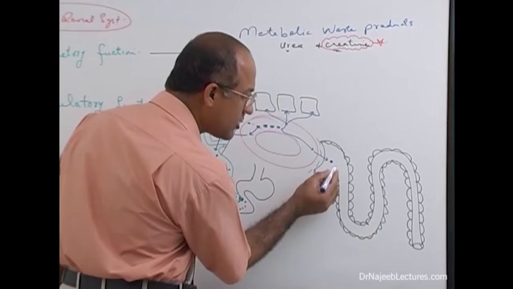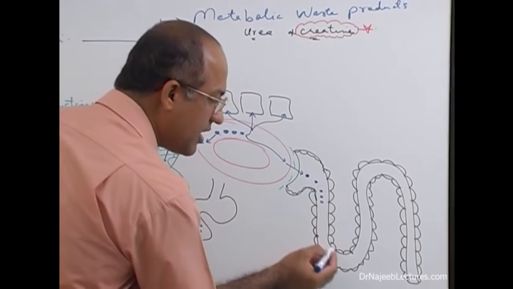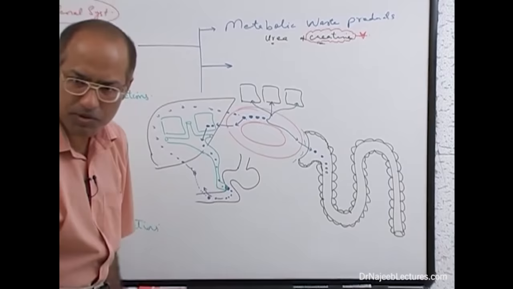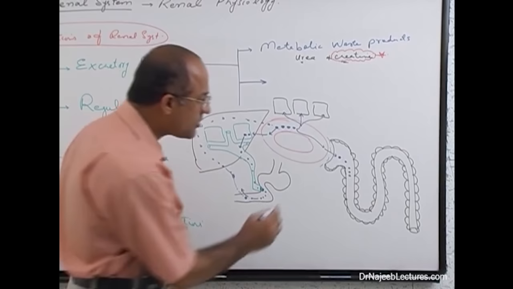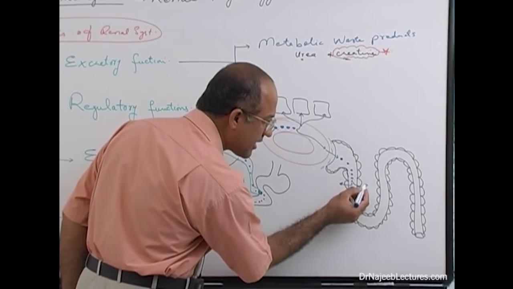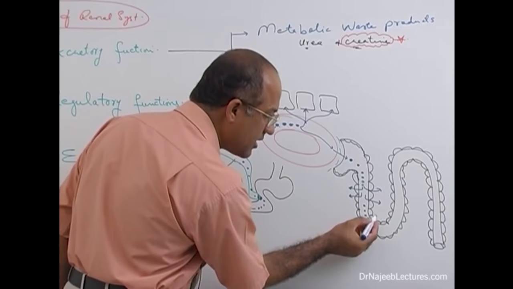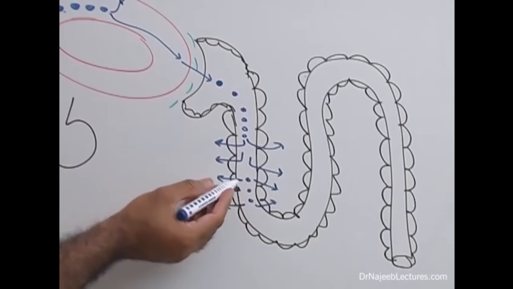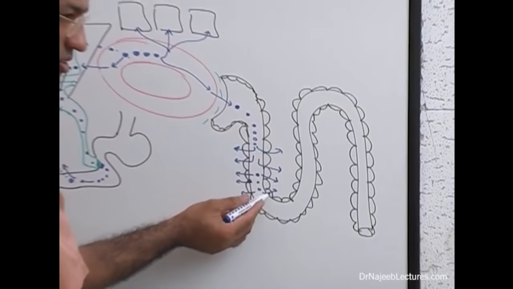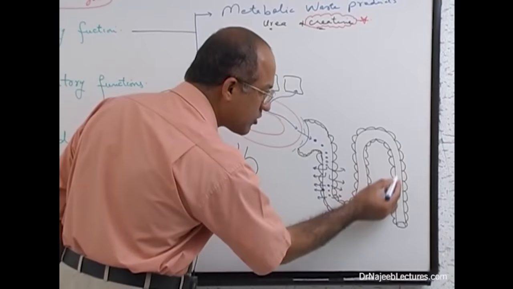If it is highly lipid soluble, you know epithelial cells have membranes made of lipids, a lipid bilayer. You remember, every cell has a lipid bilayer. So if this is highly lipid soluble, it will dissolve into the membranes of epithelial cells and go back to the body. As it is passing forward, it will come back to the body because it is lipid soluble. Do you think then it has to go down into urine? No.